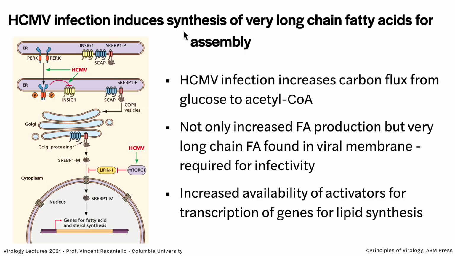Human cytomegalovirus infection induces the synthesis of very long-chain fatty acids for assembly. The fatty acids come in different lengths according to the chain: short, medium, and long. So this virus likes long chain. And what it does is increase carbon flux from glucose to acetyl-CoA, which we've kind of mentioned already before. So you get increased fatty acid production, but also the long-chain fatty acids that we find in viral membranes. And the mechanism involves increased activators for transcription of genes that are needed for lipid synthesis. And that's shown on this slide here.